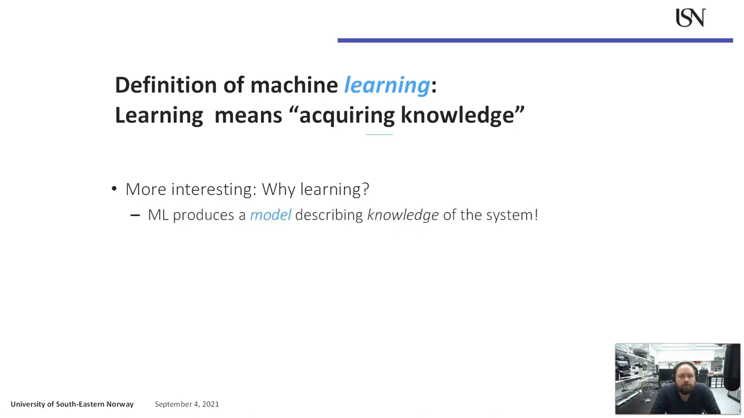Well, the machine learning way of working is to learn something from a set of data. And the way we do that is that we extract a model from a set of data. We calibrate the model. And that model is a representation of some underlying knowledge of the system or the mechanism that we wish to study.